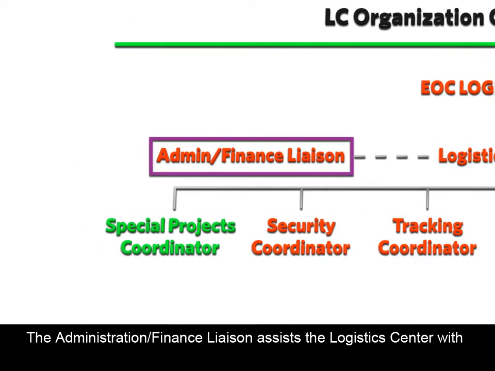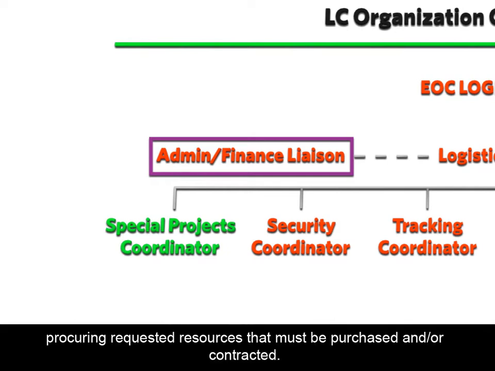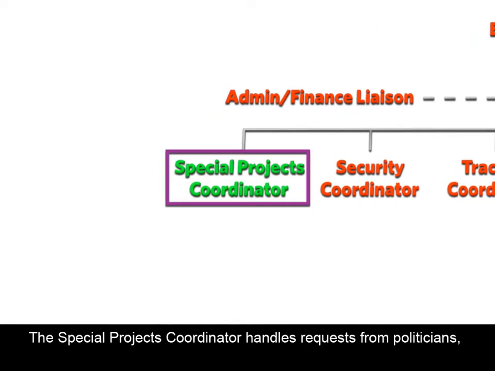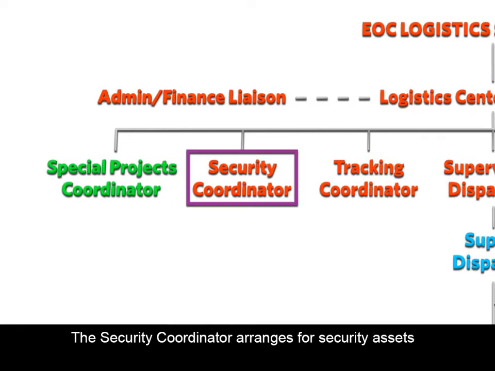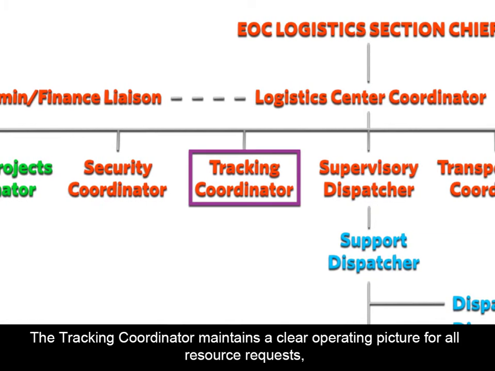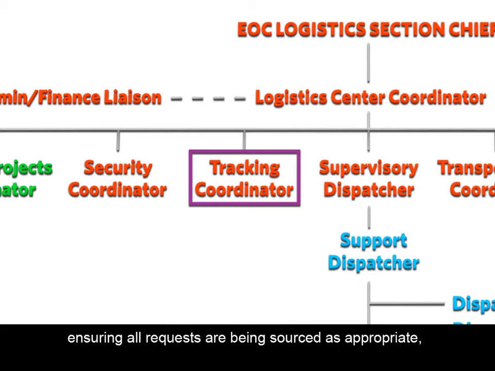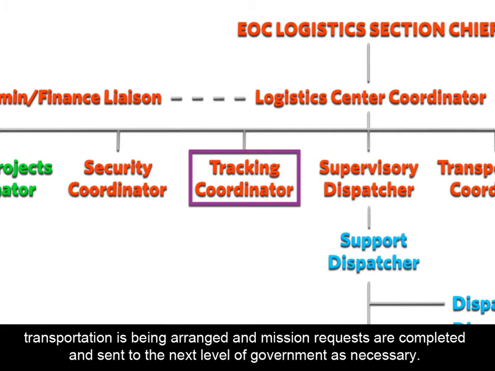The Administration Finance Liaison assists the Logistics Center with procuring requested resources that must be purchased and/or contracted. The Special Projects Coordinator handles requests from politicians, special interest, and community groups. The Security Coordinator arranges for security assets, secured through public safety, when and where needed. The Tracking Coordinator maintains a clear operating picture for all resource requests, ensuring all requests are being sourced as appropriate. Transportation is being arranged, and mission requests are completed and sent to the next level of government as necessary.